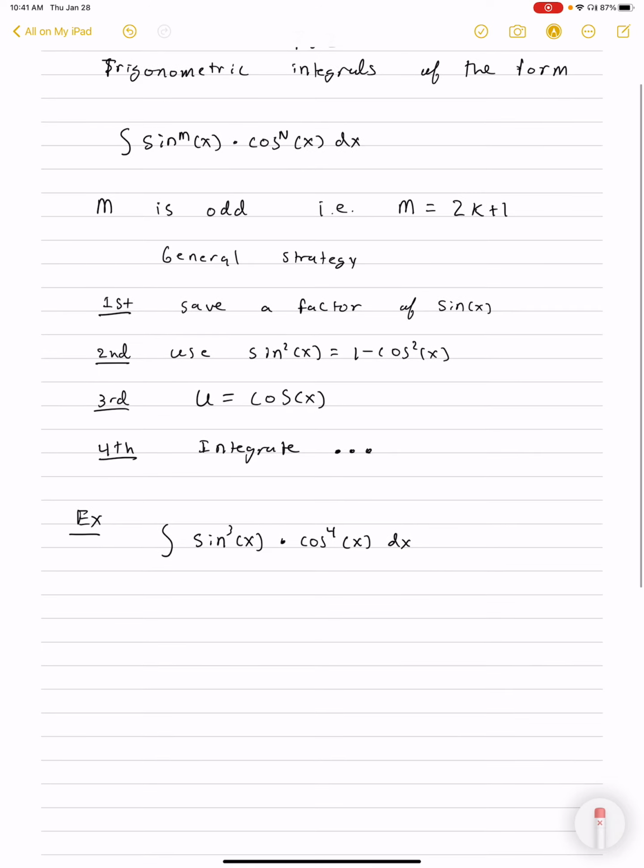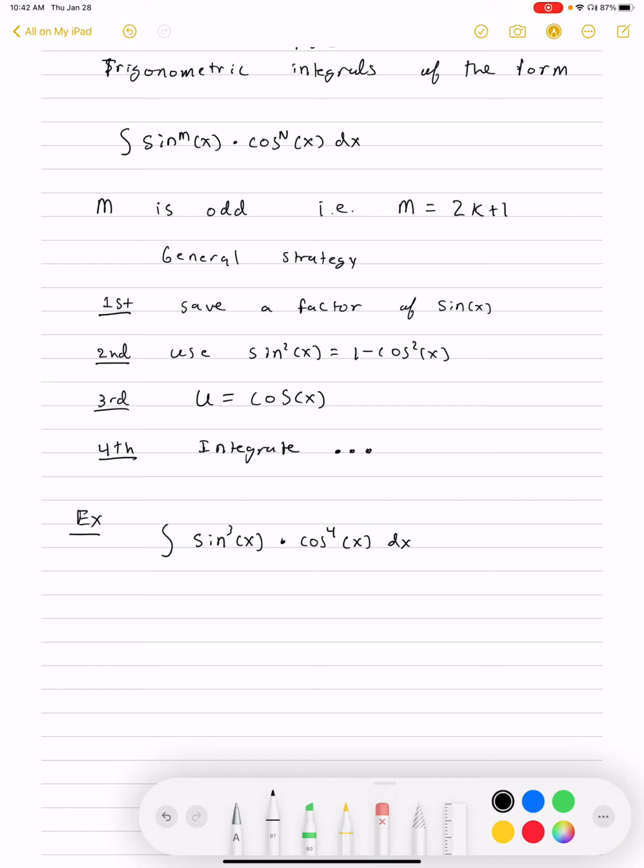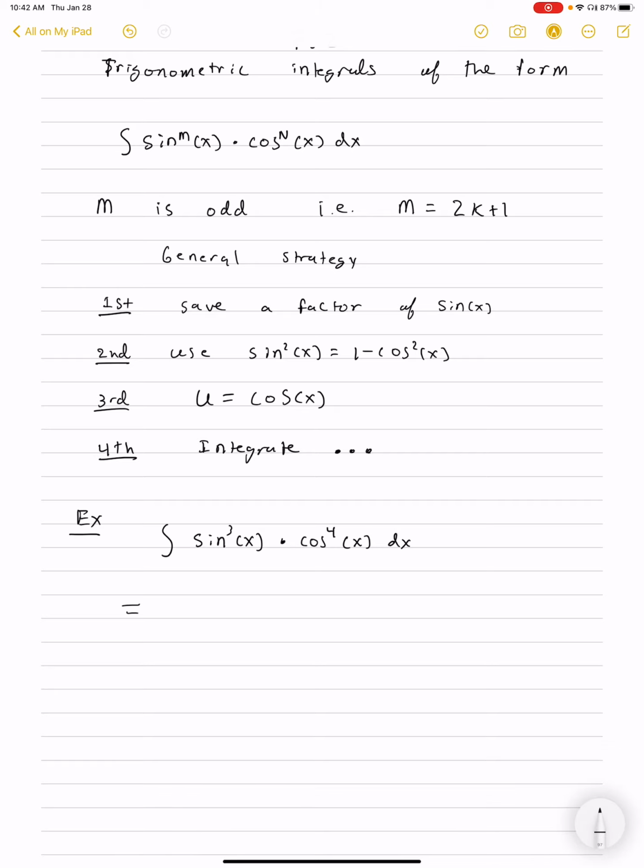Okay, let's demonstrate this with this example. Sine cubed of x times cosine to the fourth of x. Here the sine has an odd power, so I'm going to save one factor. So this is going to be equal to sine of x times sine squared of x times cosine to the fourth of x dx. Now we're going to do a u substitution. The u substitution we should do is cosine of x.